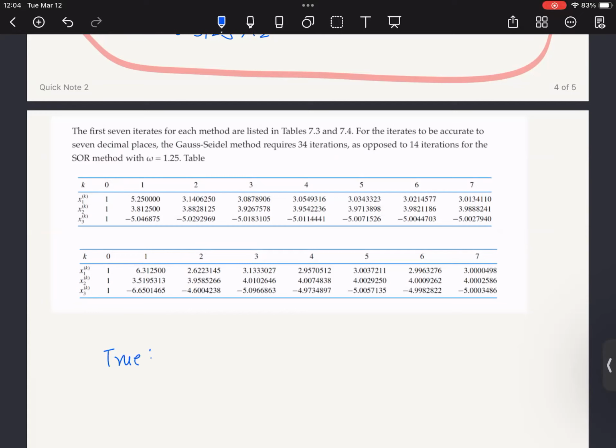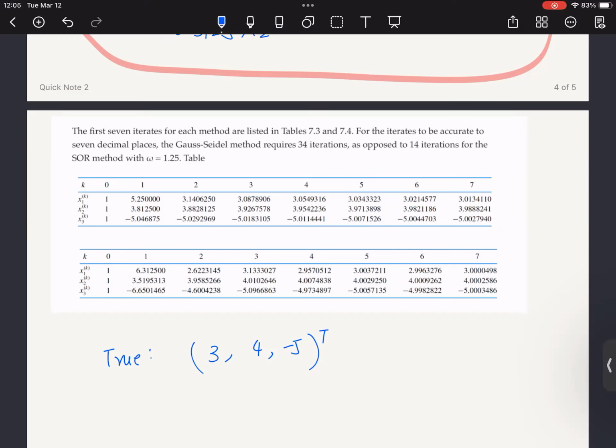The lecture note is posted, so you can take a look at the lecture notes. The true solution is (3, 4, -5), and then take the transpose. And you would see the Gauss-Seidel methods. Table 3.7.3. Let me see which one is the Gauss-Seidel. I believe this one is the SOR method, and this one is the Gauss-Seidel method.